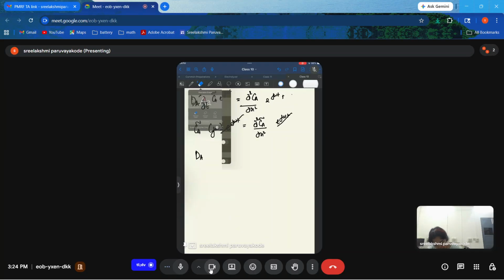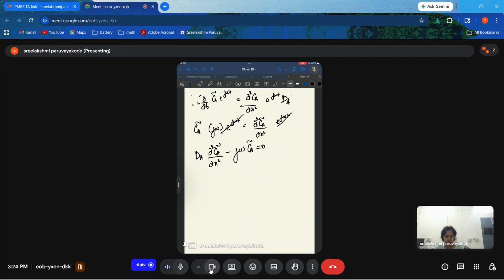I made a mistake. dA ∂²CA by ∂x² minus j omega CA. So this is of the form y equal to m x square form, and you know how to solve such a differential equation, which you're going to do now. First, we have to take dA to the other side because that's the form we need, and m is equal to the square root of j omega by dA.